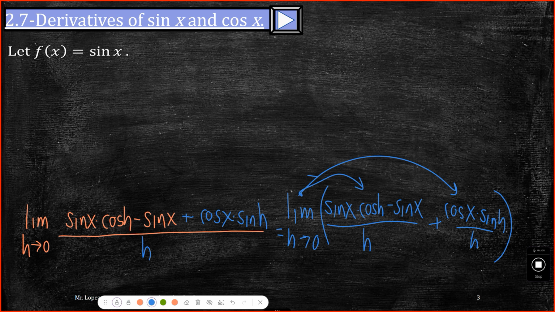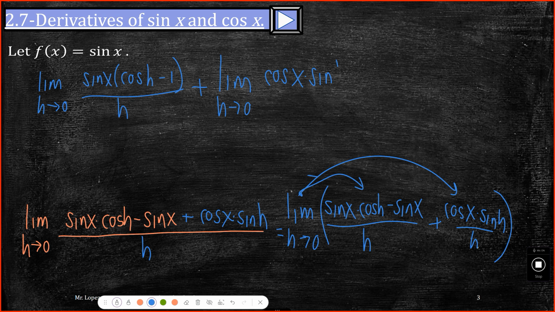So this is going to be the limit as h approaches 0 of sine x times cosine h minus 1 over h, and then I'm going to add the limit as h approaches 0 of cosine x times sine h over h.